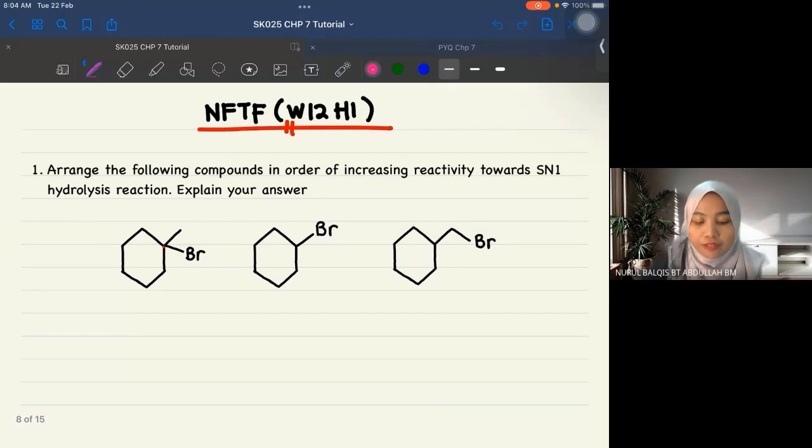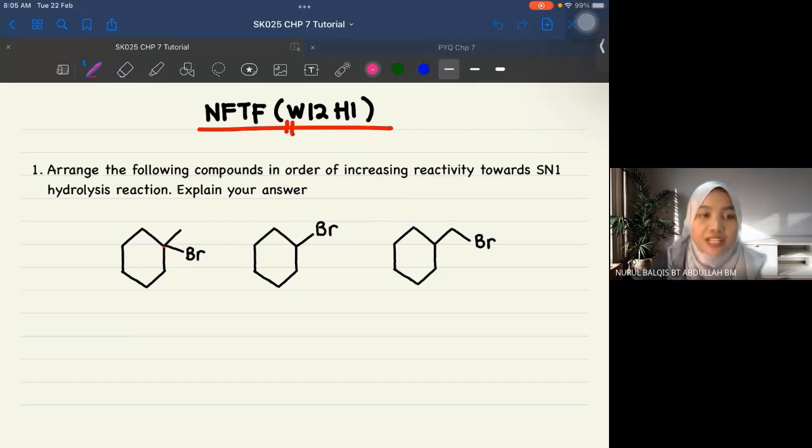Right, so for non-face-to-face question, this is the third hour tutorials. You need to arrange the following compounds in order of increasing reactivity towards SN1 hydrolysis reactions. And then when kita dah arrange the following compounds in order of increasing reactivity, kena explain your answer. Maksudnya kena explain about the trend. Why did you choose this compound to be the highest reactivity towards SN1? Kenapa yang satu lagi the lowest?